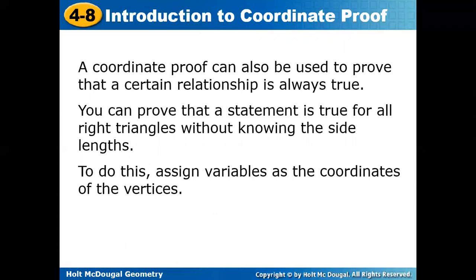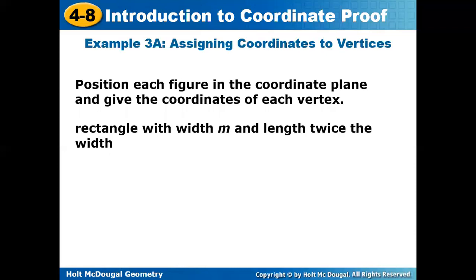A coordinate proof can also be used to prove that a certain relationship is always true. You can prove that a statement is true for all right triangles without knowing the side lengths. To do this, assign variables as the coordinates of the vertices. Let's see example 3. Position each figure in the coordinate plane and give the coordinates of each vertex. Rectangle with width m and length twice the width.